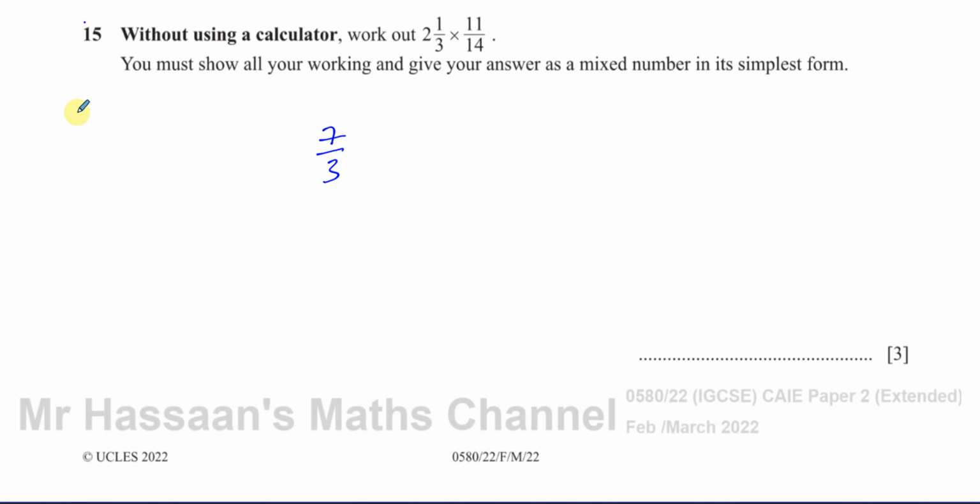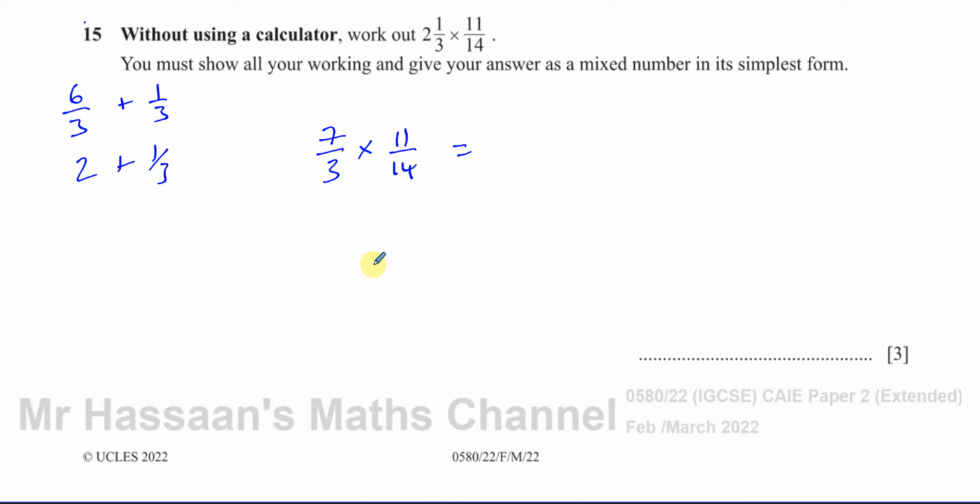2 as a fraction, when we're talking about thirds, is like 6/3, and then you've got plus 1/3, that's 2 plus 1/3, which is going to be 7/3. Okay, then you have to multiply that by 11/14. Right, so that's the first step.